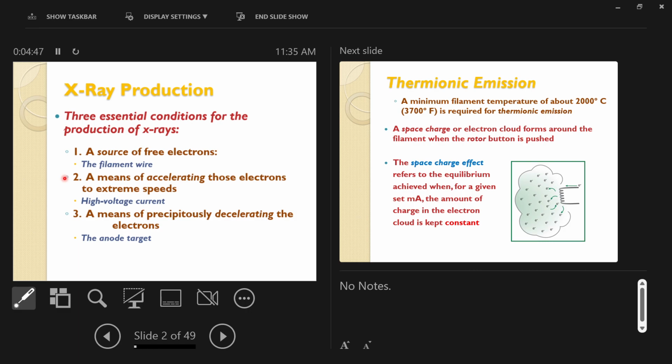So you have to have a way to accelerate electrons. That's the purpose of the high voltage side of the X-ray circuitry. So the purpose of showing you those three parts of the circuit is to tell you, where are we getting the electrons from? It's the filament wire, or the filament circuit. Where are we getting the oomph, the push, to make the electrons move fast so they have a lot of kinetic energy? That's the high voltage circuit.